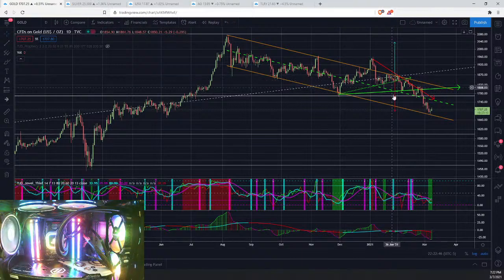We hit our measured move of the triangle perfectly. We were looking at this triangle before: potential move to the upside, potential move to the downside. Hit the measured move. We're at the bottom of the channel. I told everybody back here what was going to happen. We were going to break down from the support.